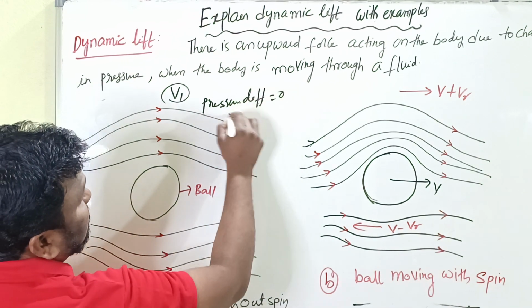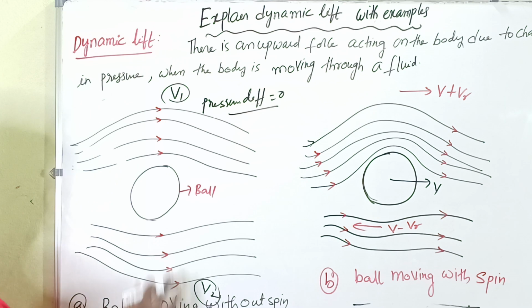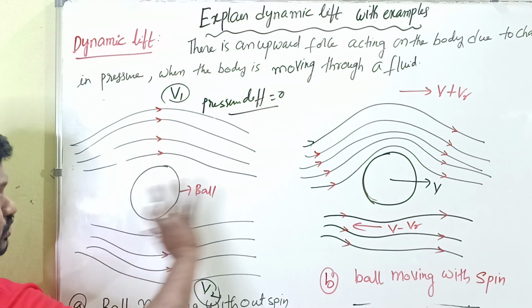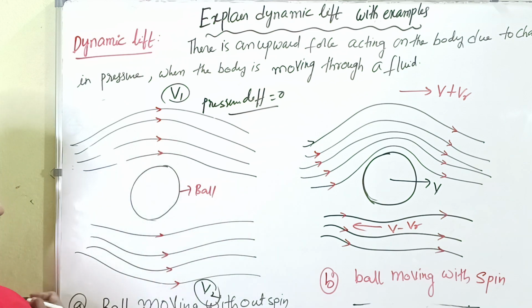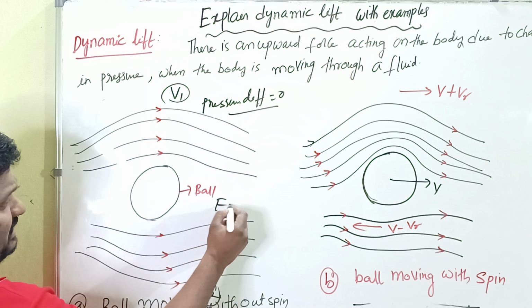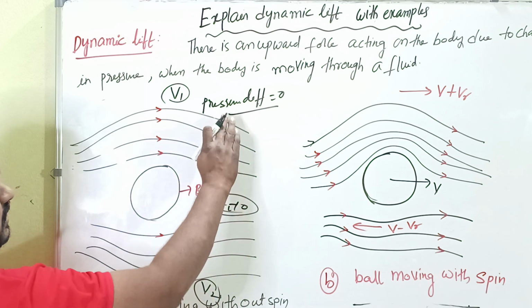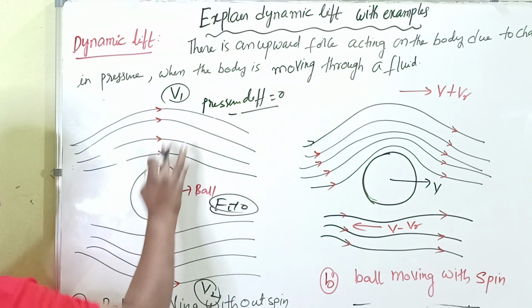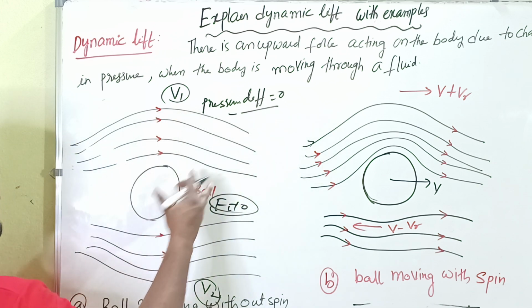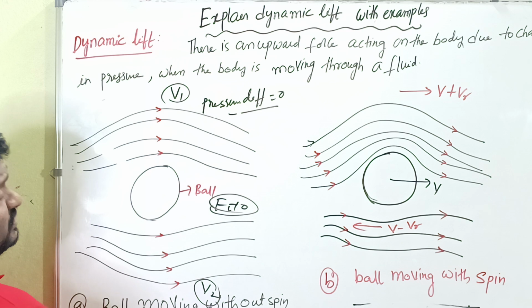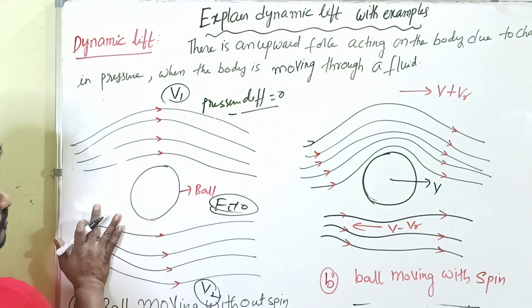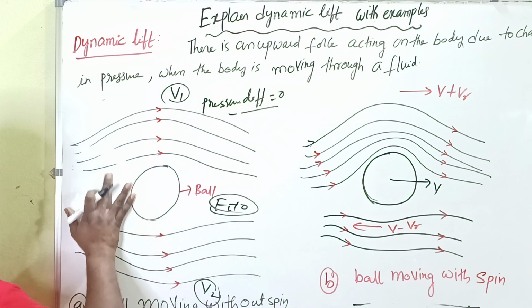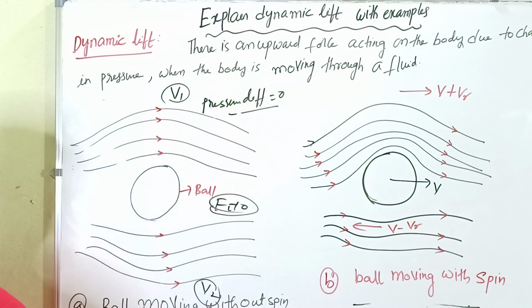Pressure difference is 0 when the ball is in motion without spin. Then there is no force acting on the ball. If there is any pressure difference, then only upward force is acting. In this case, velocities are the same, so pressure is also the same. That's why there is no upward force acting on the ball when it is without spin.